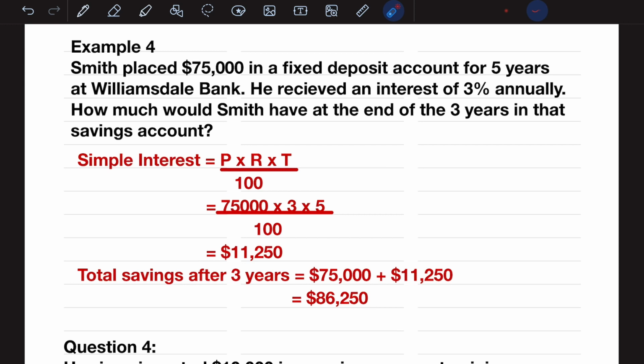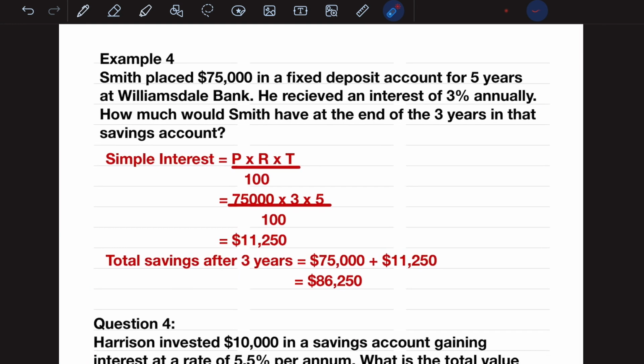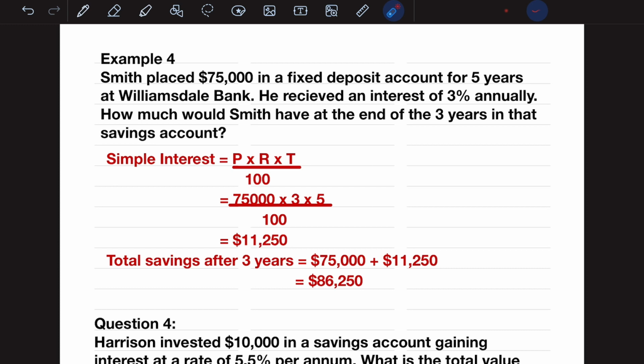So principal by rate by time. This will give you $11,250. So the total he would have would be the principal amount plus the interest, which is $86,250. Right, so you all can try question 4, which is similar.